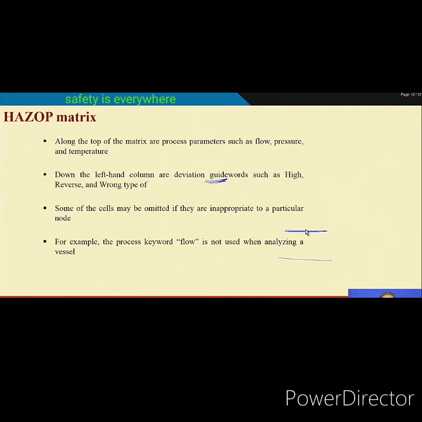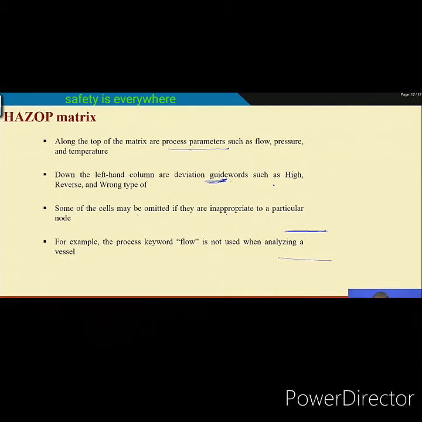So then with this background, you are in a position to develop the HAZOP matrix. And what is this HAZOP matrix? Along the top of the matrix are process parameters, and down the left hand column are deviation or guide words. Some of the cells may be omitted. For example, the process keyword flow is not used when analyzing a vessel.